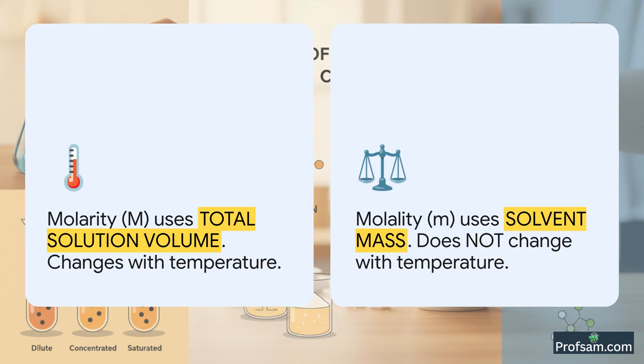You see, molarity can change with temperature because volume expands or contracts, but molality does not change because mass is always constant. This is why scientists who study properties that change with temperature, like boiling points, will almost always use molality. It is temperature independent. This is a very important distinction for your exams.